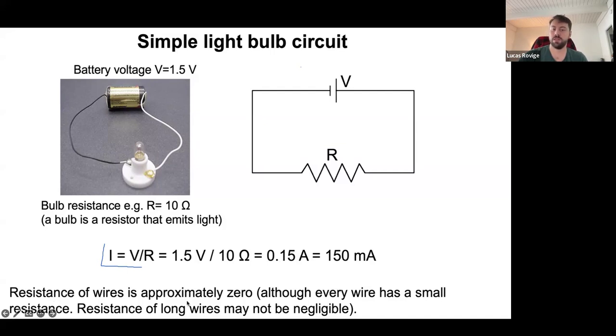And I mean, that's not perfectly true. We've seen that any conductor has some resistance, but since the goal of a wire is to conduct electricity without any resistance, we can assume that this resistance is going to be negligible compared to the light bulb.